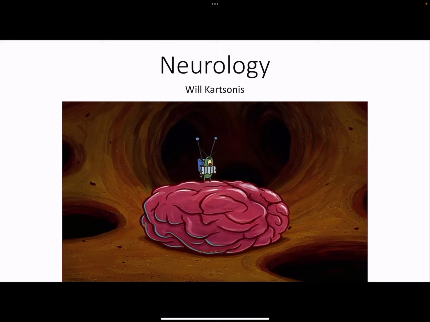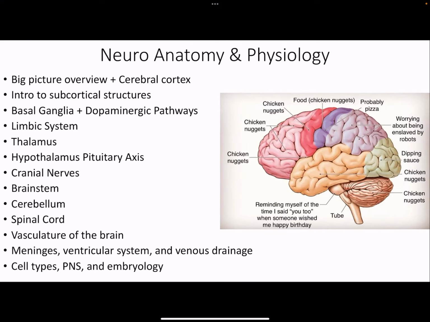The second video is going to be more on pathology, and that's probably a little bit higher yield for your NBME. But again, I think if you have a nice foundation with this first video with the neuro, then the pathology comes a little bit easier. Okay, let's get in. We're going to start with a big picture overview, talking about the cerebral cortex, introduction to subcortical structures, and then we're going to go into more depth on each of these.